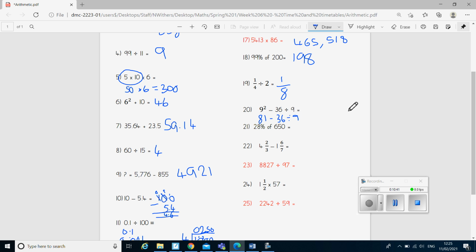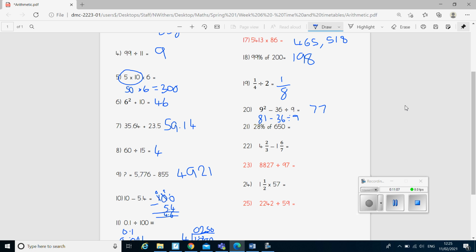I've got to decide which operation to do first, subtraction or divide. So I've got to decide whether the D or the S comes first in BODMAS. Hopefully we know the D comes first, so we're going to do the divide first. 36 divided by 9 gives us 4, and then we're left with the question 81 take away 4. 81 take away 4, hopefully we got the answer 76.